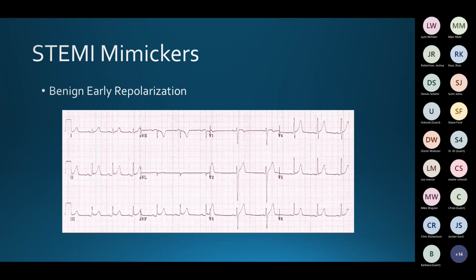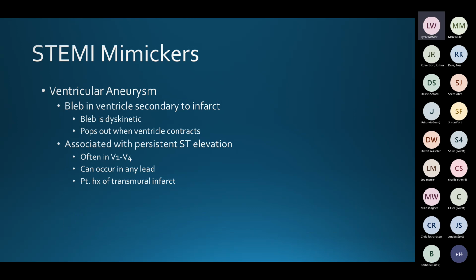And now, ventricular aneurysms are rare. We've seen 2 or 3 of them in the many years I've been doing emergency medicine in Vancouver. It's a bleb in the ventricle that occurs after an infarct. So the person has to have a history of having a recent infarct.